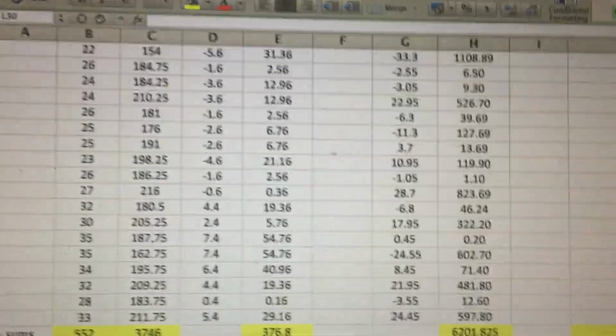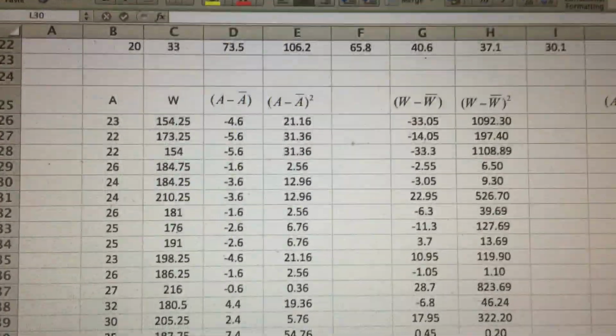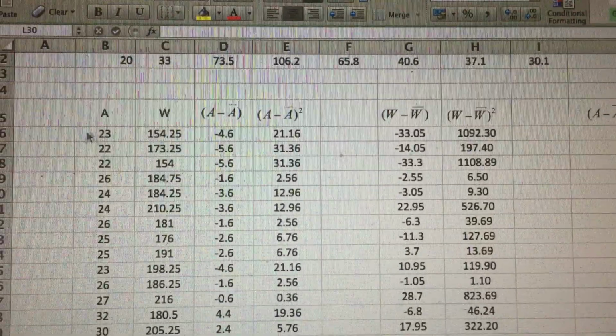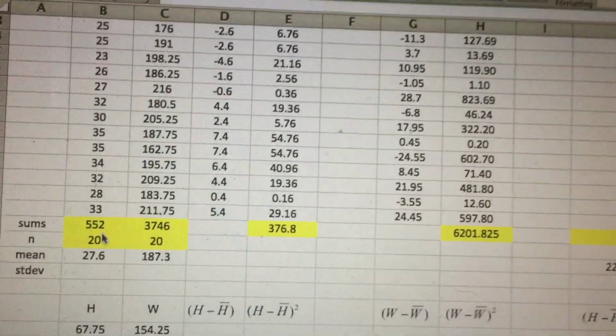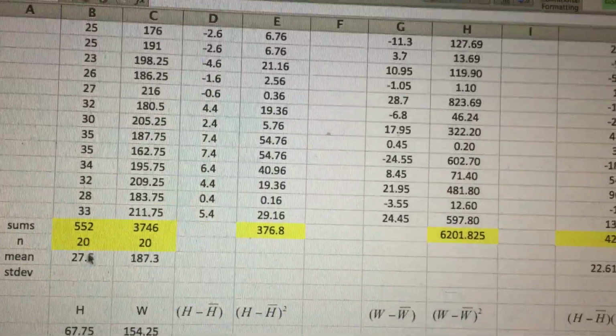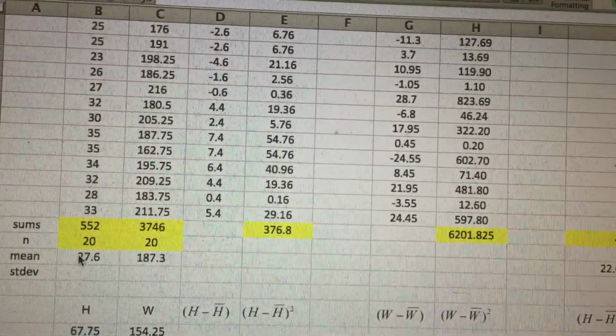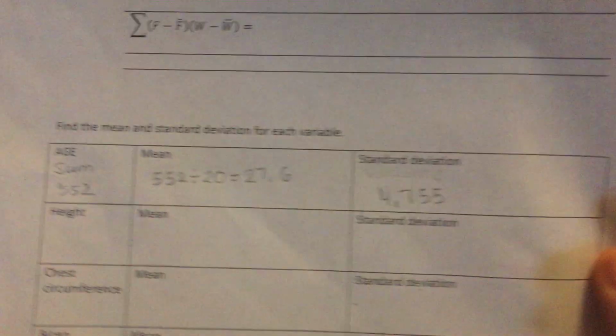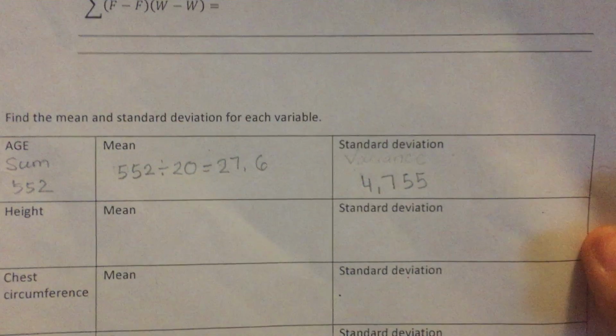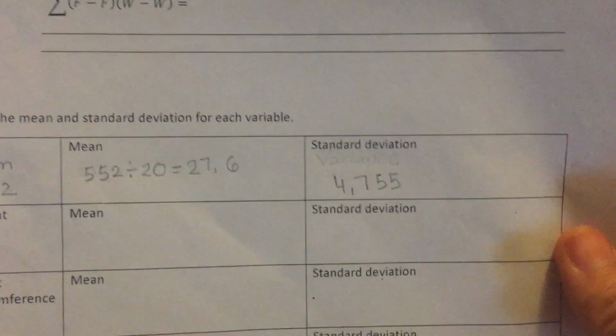Or we're just looking at A, even though it's in the B column, right? We're just looking at the variable A. So we've got the sum, 552. We got the count, 20. We divide the 552 by 20, and we get the mean, which is 27.6, which is exactly what I wrote, right? Mean, 552 divided by 20 equals 27.6.